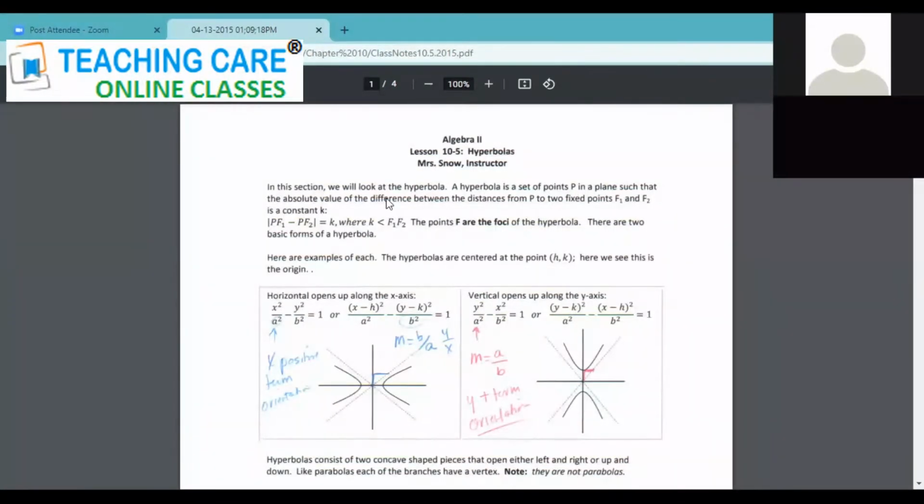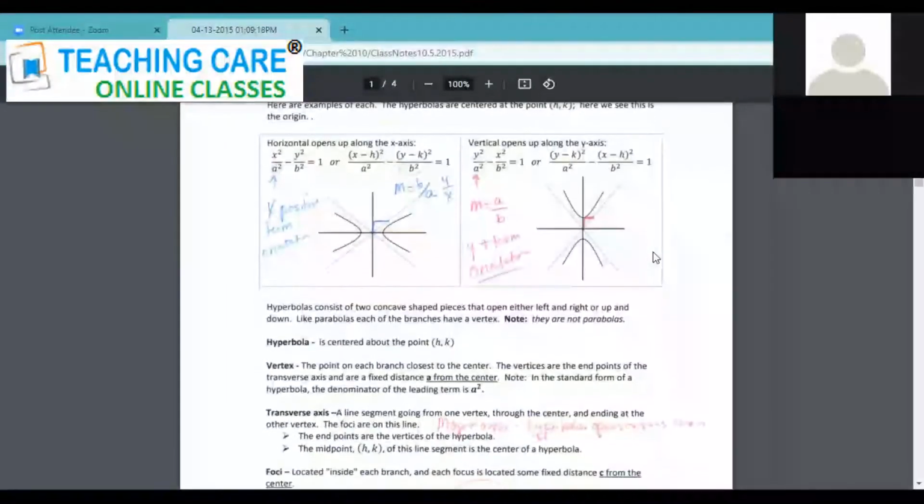Points F1 and F2 will be equal to K. The difference between that is PF1 plus PF2 equals K. But here, the absolute value of PF1 minus PF2 will be equal to some constant. That K will always be less than F1F2. Points F are the foci of the hyperbola.